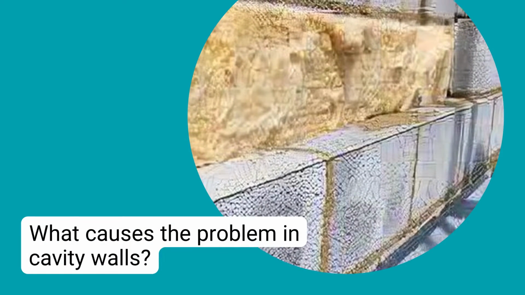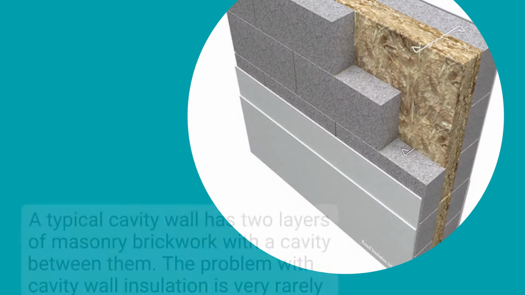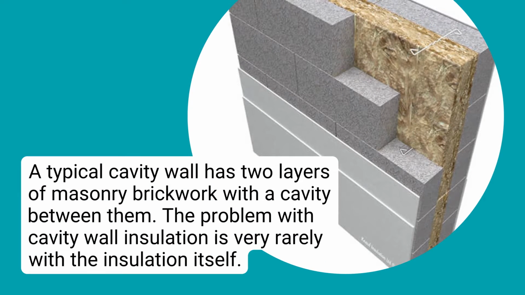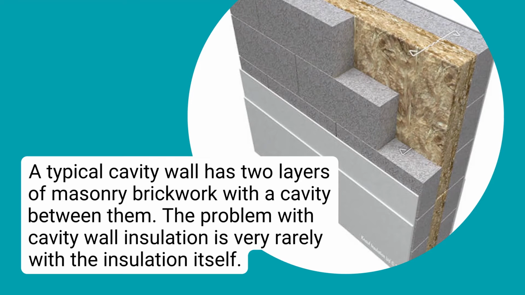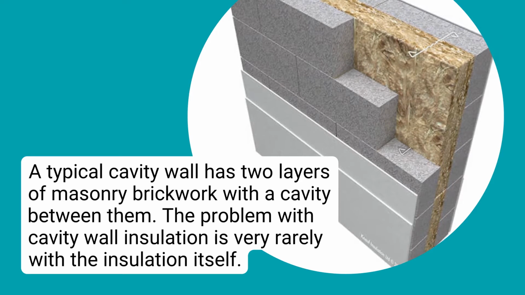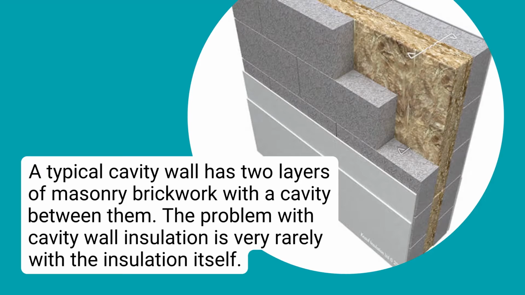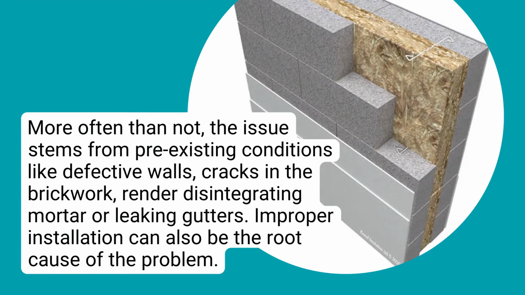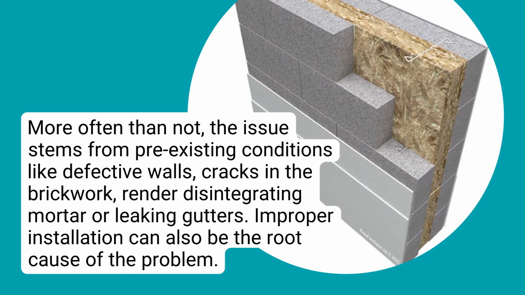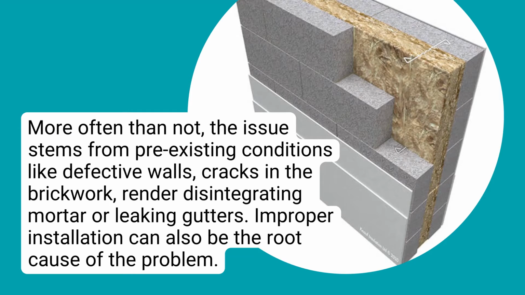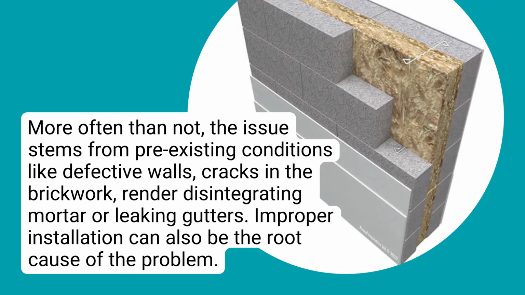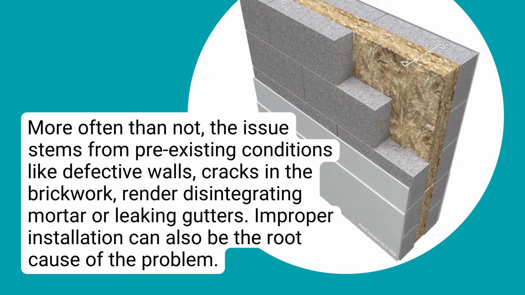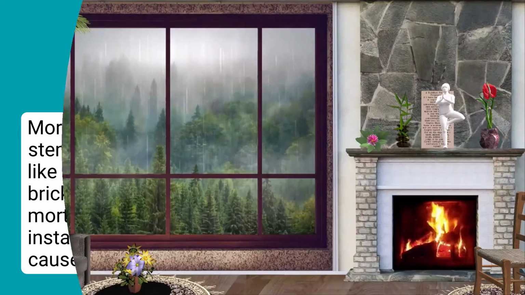What causes the problem in cavity walls? A typical cavity wall has two layers of masonry brickwork with a cavity between them. The problem with cavity wall insulation is very rarely with the insulation itself. More often than not, the issue stems from pre-existing conditions like defective walls, cracks in the brickwork, render, disintegrating mortar or leaking gutters. Improper installation can also be the root cause of the problem.